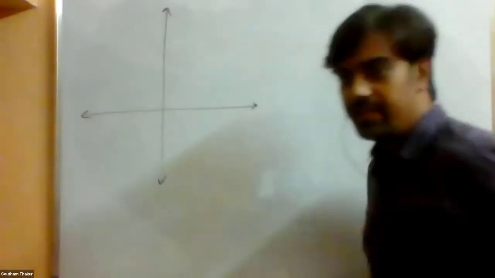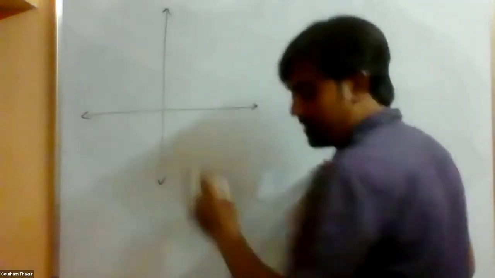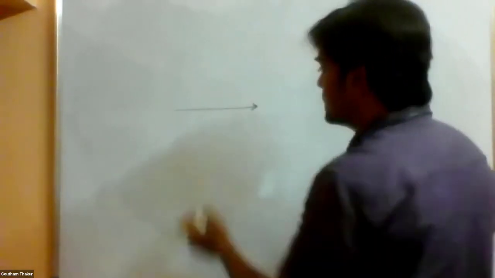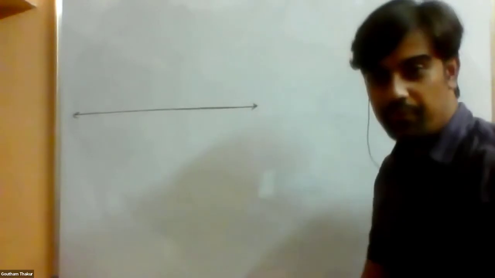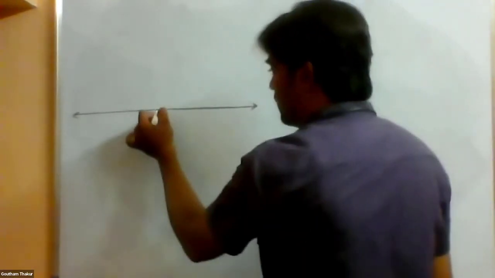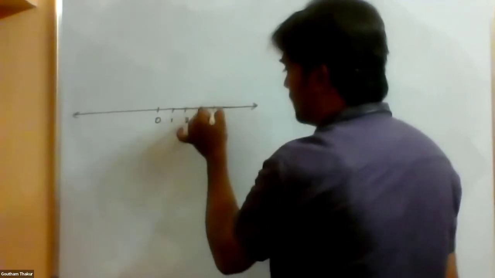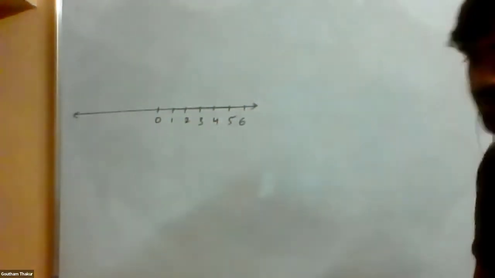In the number line, the extension of the number line. Okay, let me do it this way. When you construct a graph, this is my number line. When you construct a graph, obviously statistics, all the students' favorite topic, something like this.